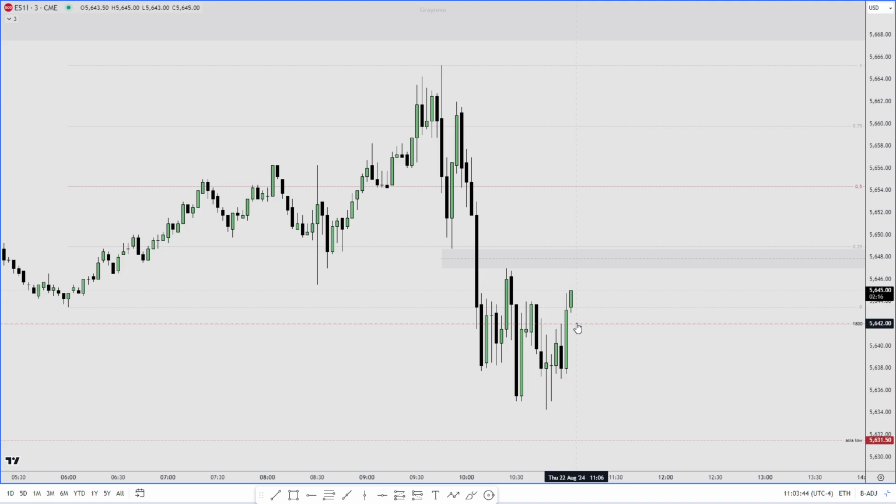Alright, so notice how we have closed above the daily open. I think we're going to run for the 50 minutes fair value gap now, and I want to see above here within this levels here, do we get a change in the state of delivery?